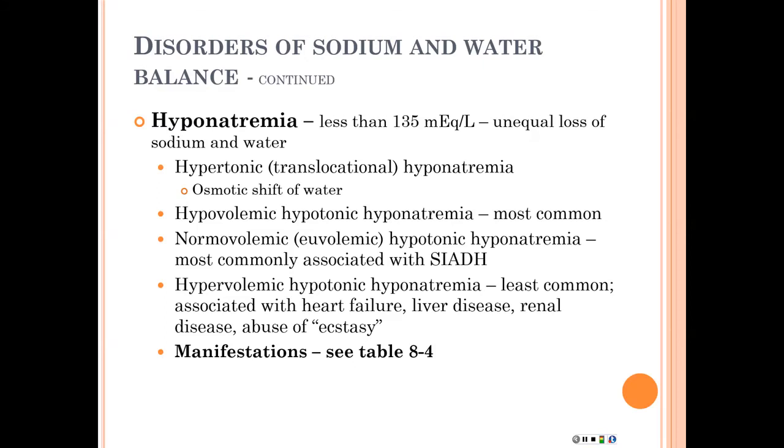But it has to do with the excess ADH pulling and retaining more water, and so they have less urine output. So we really didn't take in any more water here. That's why it's euvolemic. It's the water that was already there in the body not being pushed through the kidneys as waste. Hypervolemic hypotonic hyponatremia is our least common, but it is associated with conditions of heart failure, liver disease, renal disease, and I list here abuse of ecstasy, as if there's any other way to use ecstasy besides abusing it.